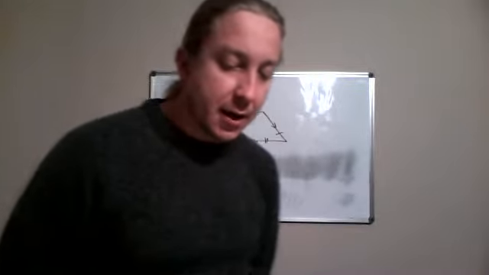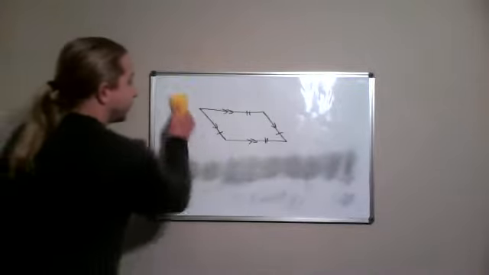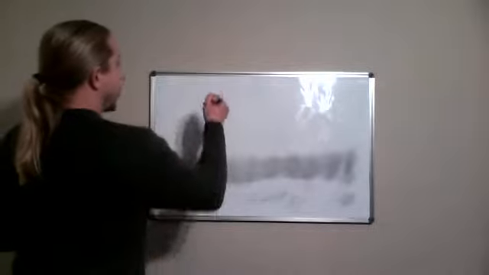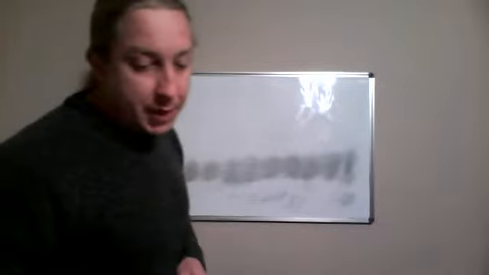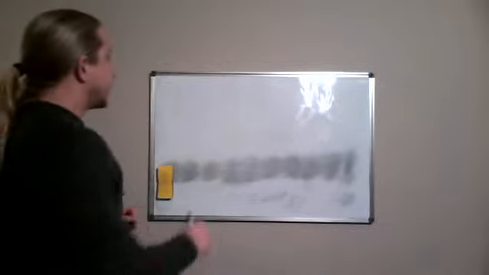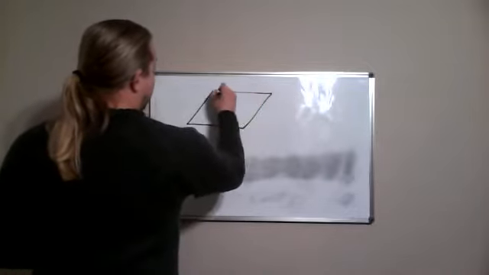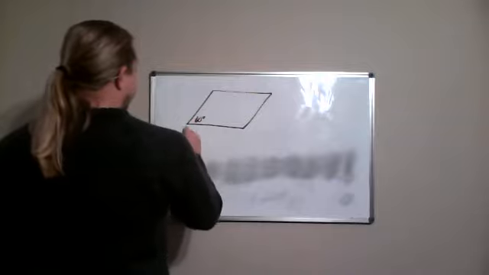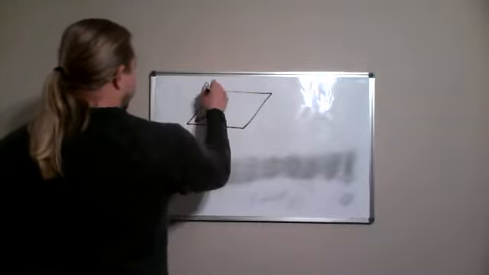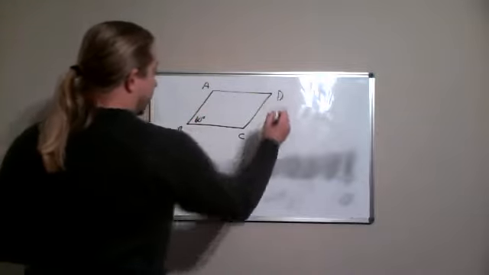All right, so the example says parallelogram ABCD has AB 7 centimeters, angle B 60 degrees, and BC is 12 centimeters. 1. Draw a rough sketch of ABCD. Let's quickly draw a rough sketch. Angle B is 60, so we have something like this. This is 60 degrees, this is angle B, and this is A, B, C, D.